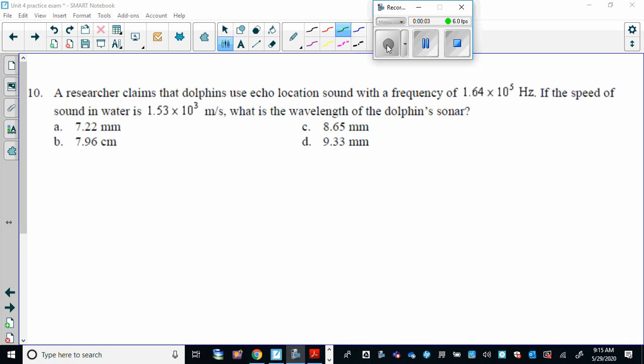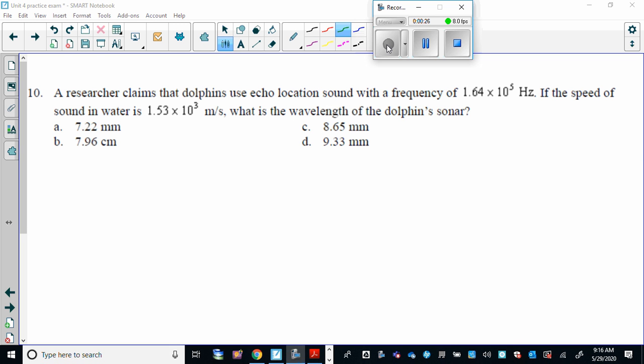Part 2, we're on question 10. A researcher claims that dolphins use echolocation sound with a frequency of 1.64 times 10 to the 5 hertz. If the speed of sound in water is 1.53 times 10 to the 3 meters per second, what is the wavelength of the dolphin's sonar?